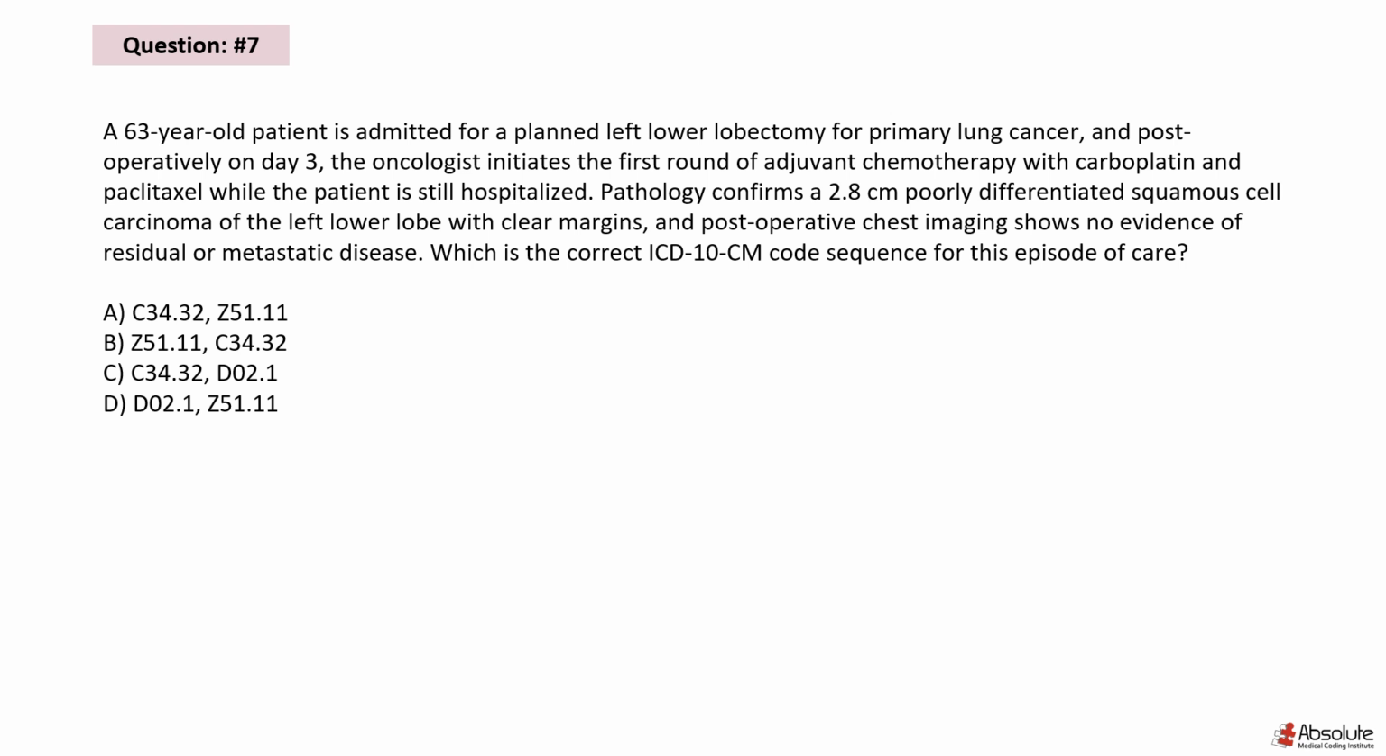A 63-year-old patient is admitted for a planned left lower lobectomy for primary lung cancer. And postoperatively, on day 3, the oncologist initiates the first round of adjuvant chemotherapy with carboplatin and paclitaxel while the patient is still hospitalized. Pathology confirmed a 2.8 centimeter poorly differentiated squamous cell carcinoma of the left lower lobe with clear margins. The postoperative chest imaging shows no evidence of residual metastatic disease. You have 60 seconds to solve, and your time begins now.